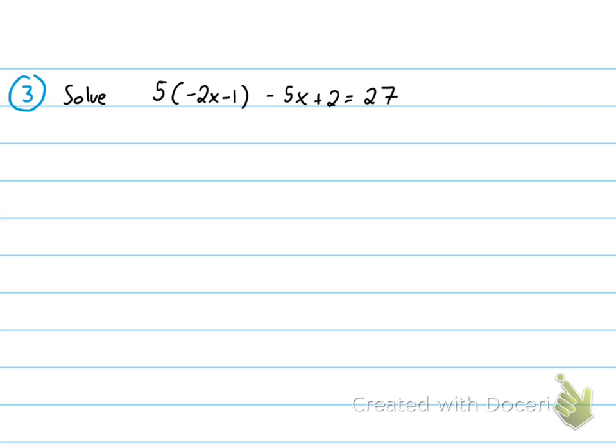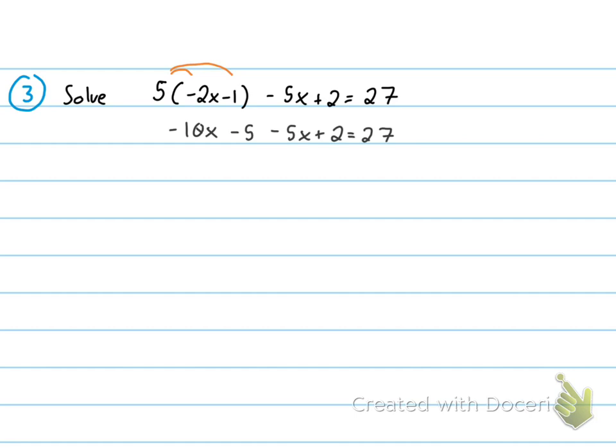In our last example, we have a longer equation to solve. It's 5 times (-2x minus 1) minus 5x plus 2 equals 27. I'm going to want to first deal with those parentheses. Quick way to get rid of the parentheses is just by distributing. So I'm going to multiply the 5 to both terms. I have -10x minus 5, and then everything else from the equation stays the same.